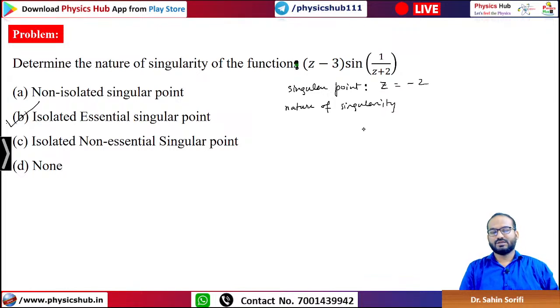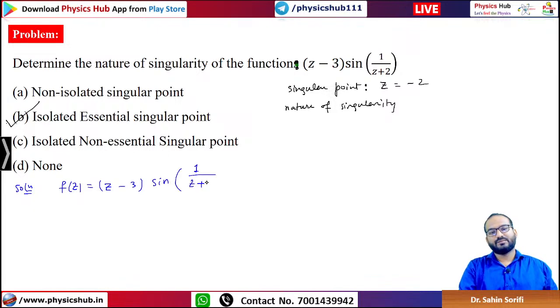Where did pi by z plus 2 come from? It is in the numerator, okay, not in the denominator, that you would equate with sin n pi. It is not in the denominator that you will make this sin n pi. It is in the numerator, so you can expand it. So z minus 3 times sin 1 upon z plus 2. If it were in the denominator, then we could have done that, but for this we can expand.